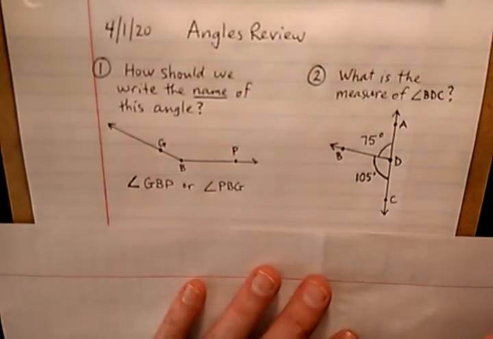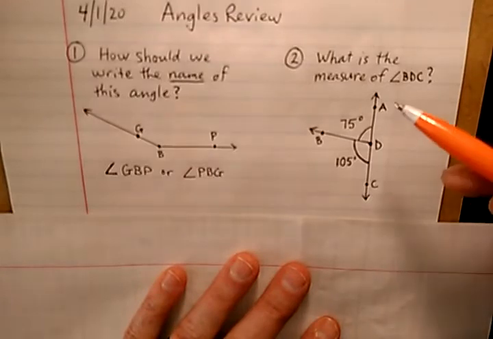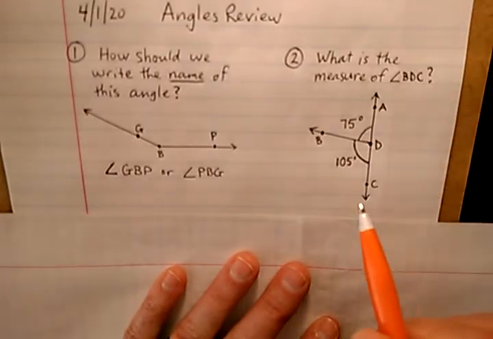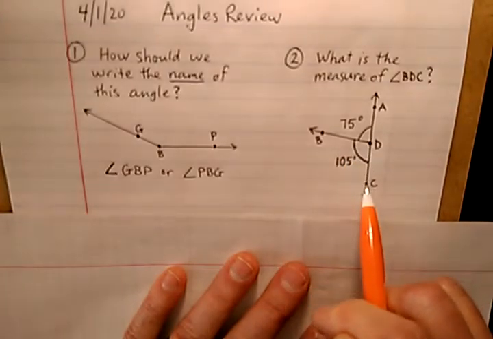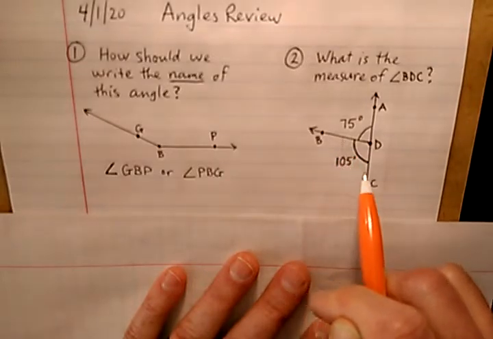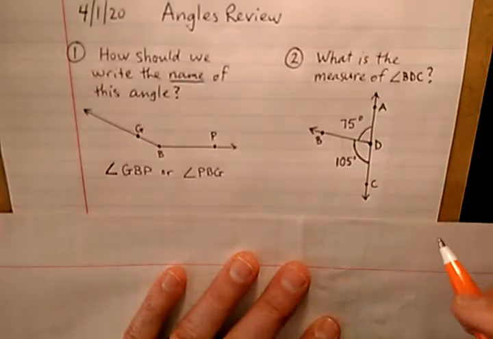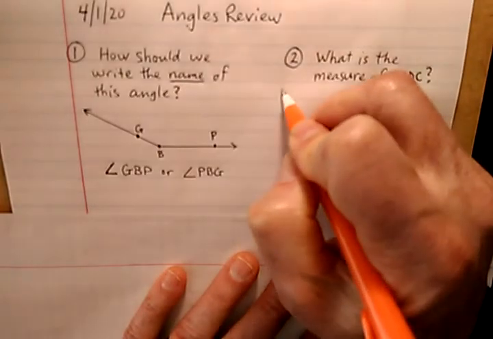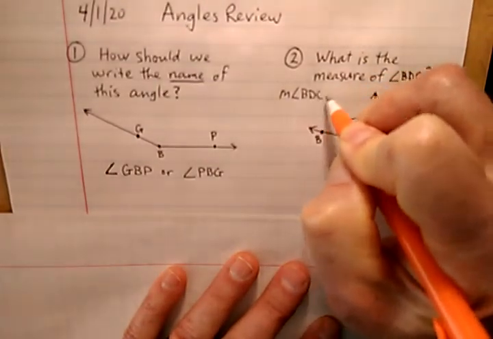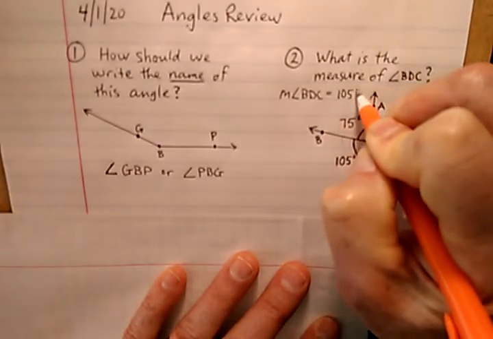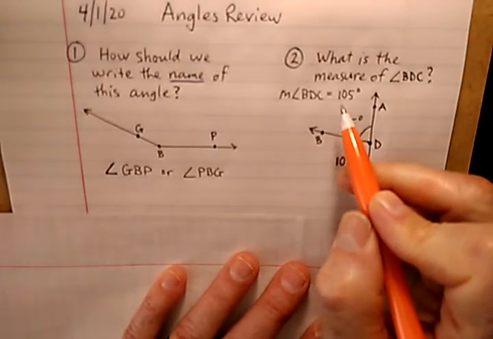Okay, so the answer for this one, number 2, if we're looking for angle BDC, we have to look at the letters B, D, and C. We can trace it like this. We can see that we're talking about this rotation here, going from this ray to this ray. So that's 105 degrees. So we could write the measure of angle BDC equals 105 degrees. Did you get 105 degrees for your answer? If you did, you're correct.